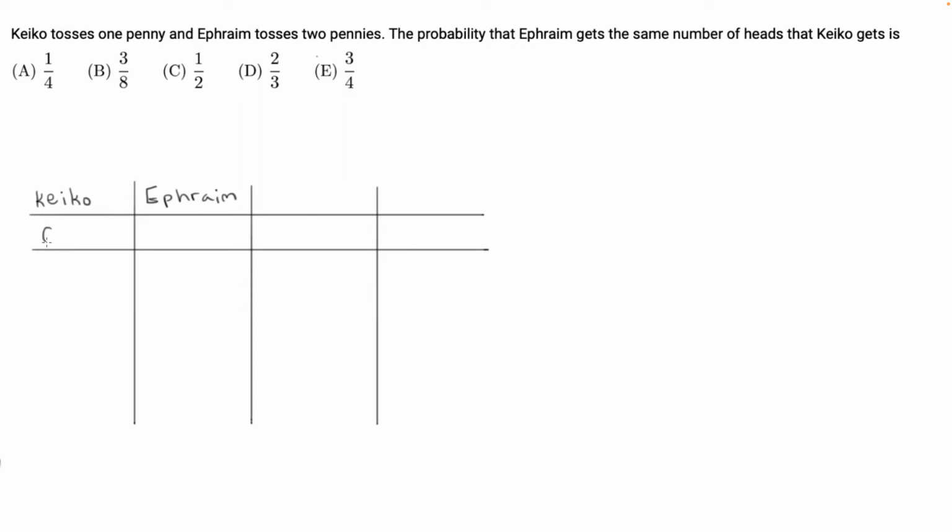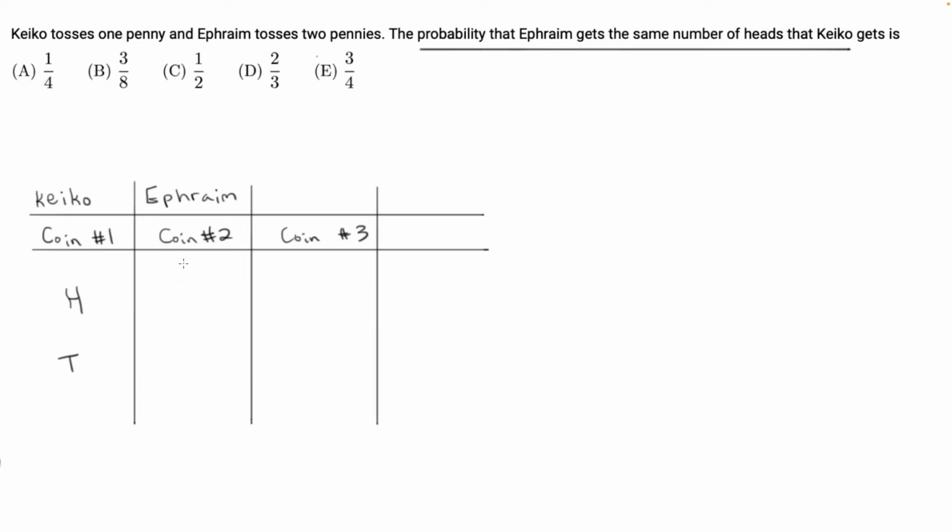And then Keiko has only 1 coin, so this is coin number 1. And then Ephraim has 2 coins. And then it asks for the probability that Ephraim gets the same number of heads as Keiko. So if Keiko has only 1 coin, there's 2 possibilities, which is heads and tails.